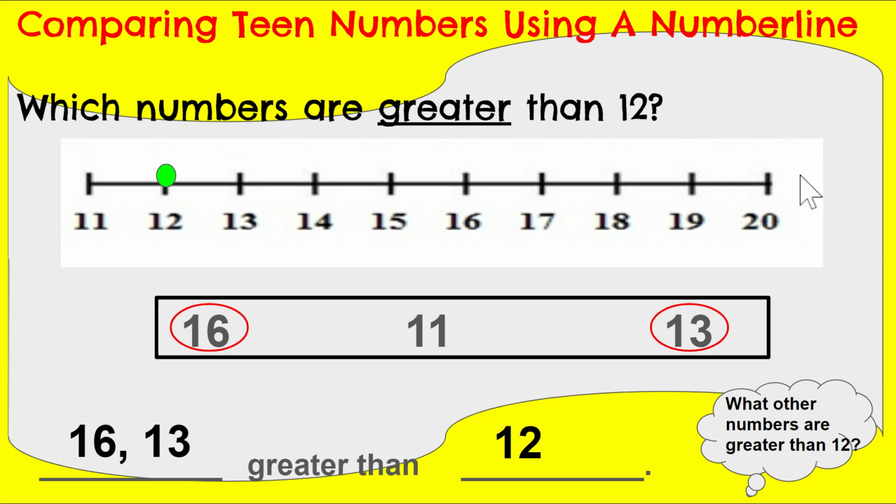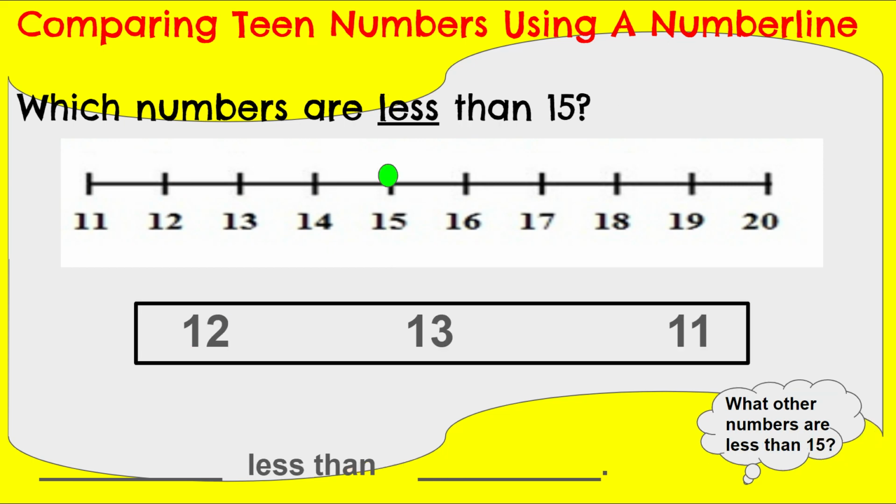Good. If you shouted out a number on this side of the number line, you are correct. Maybe you said 15 or 17 or 18, 19 or 20. All of those numbers are greater. All right, here's our next practice. Which numbers are less than 15?